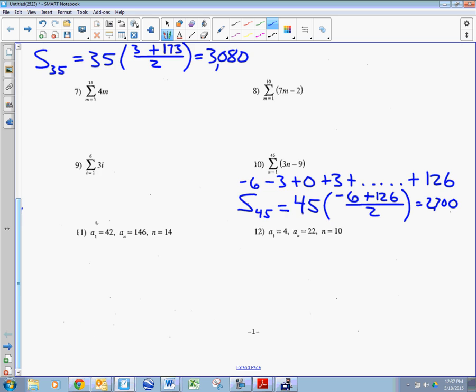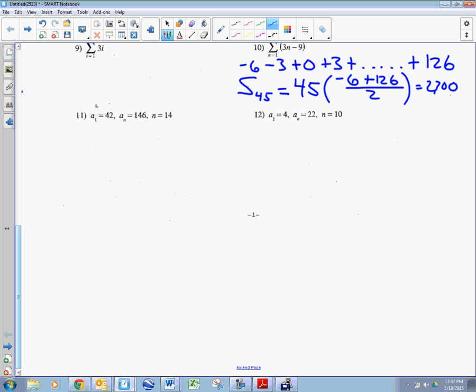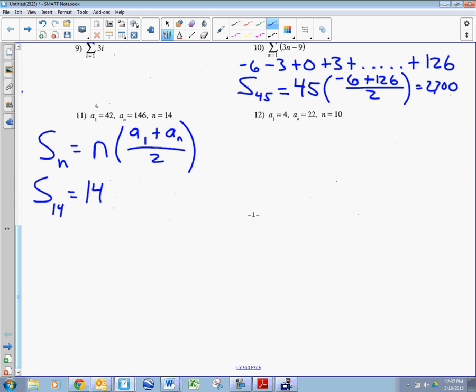Good. Look at number 11. Okay. Again, in order to add them up, this is the formula we use. Do you know how many terms you're going to add up here? 14. What is n? 14. What's your first term? What's your last term? Divide by 2. Somebody, calculator, multiply it out. Go.